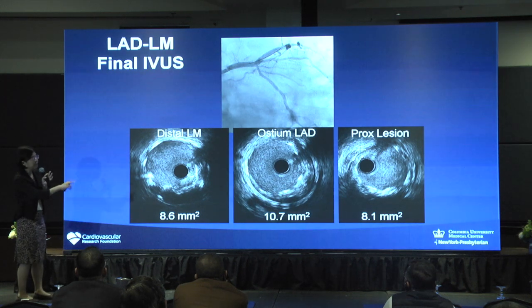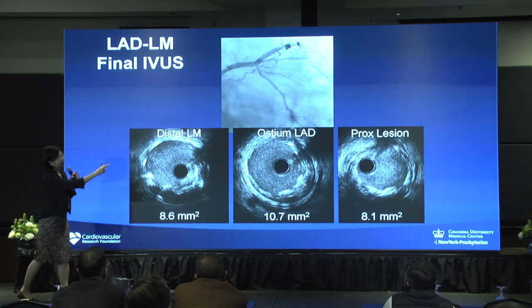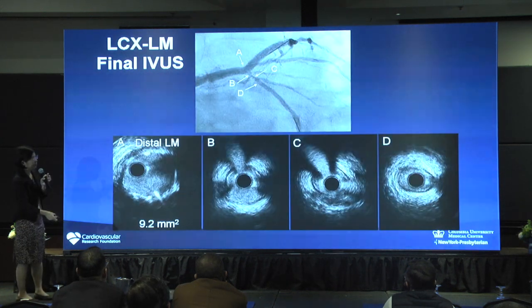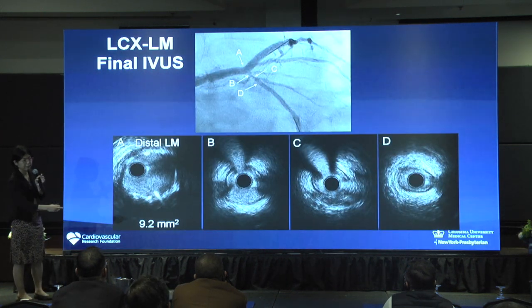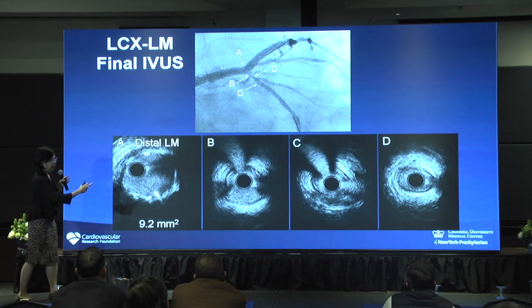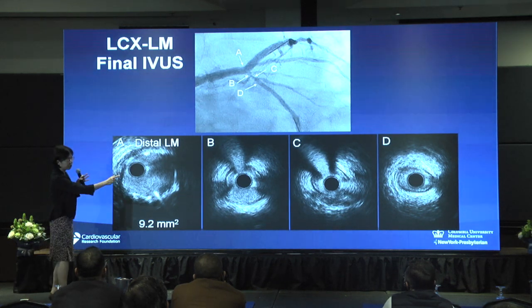So this is IVUS from the LAD to the left main. Nice. Left main is 8.6, fine. LAD 8.1, fine. So we are happy for the LAD. And we open the circ, and this is IVUS from the circ without ballooning. So you see, nothing significant, meaning no dissection, but the lumen looks smaller.